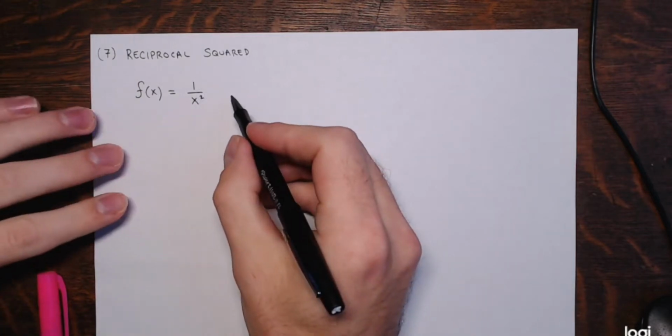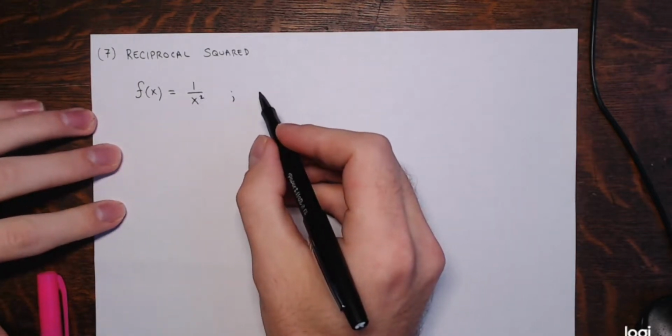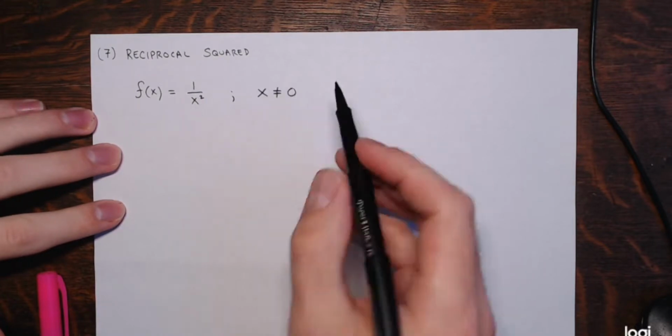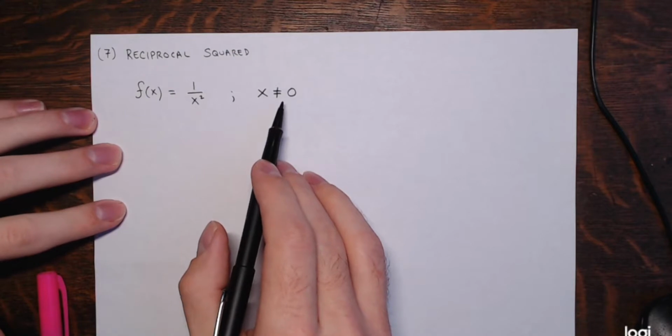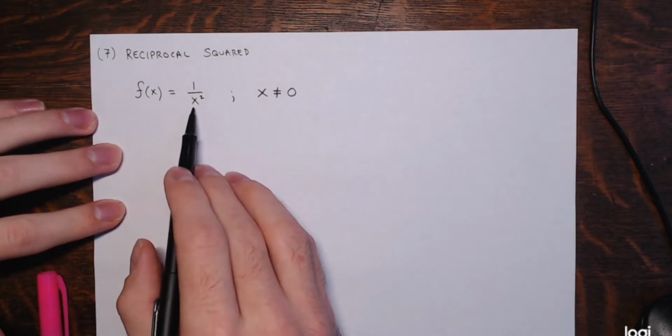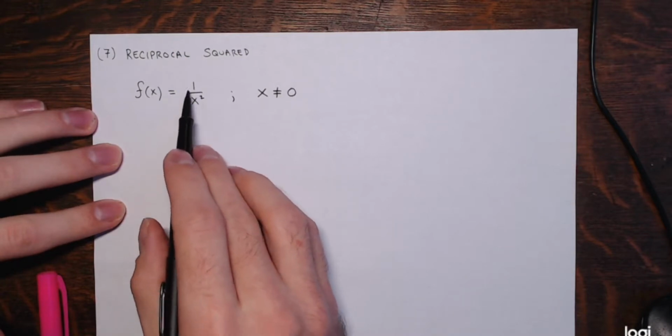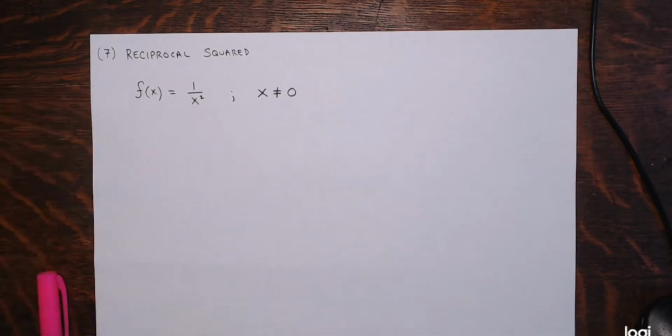And just like with the reciprocal function, my input can't be 0. So again, you're going to see the y-axis is a vertical asymptote. And also, the output will never be 0 either. You've got 1 divided by some non-zero number. That's never going to be 0. So you're going to see, again, the x-axis will be a horizontal asymptote for this particular function.